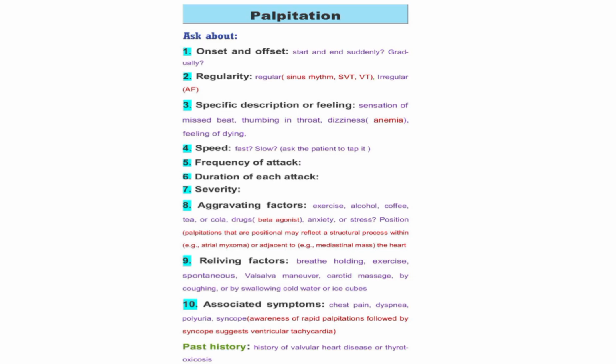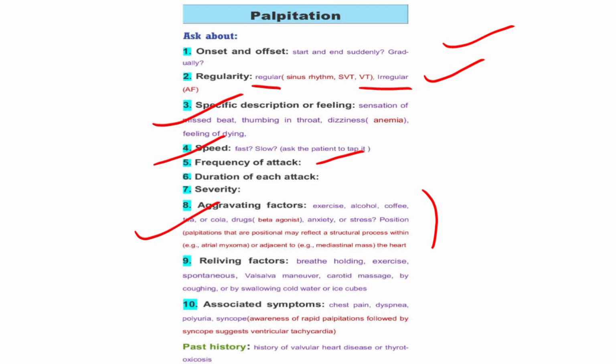Next we have palpitation. In case of palpitation, we will ask the patient about the onset and the regularity, if any kind of irregularity, specific description and feeling, speed, fast and slow, frequency of the attack, duration of each attack, severity, any aggravating factors that can cause palpitations such as exercise, alcohol, use of coffee, cola, any kind of drug, and the relieving factors: breath holding, exercise, Valsalva maneuver. Associated symptoms we will ask the patient about, such as with the palpitation, any kind of chest pain, shortness of breath, polyuria, syncope.